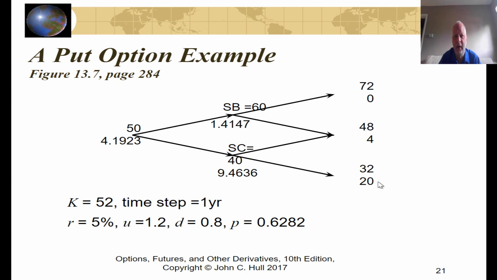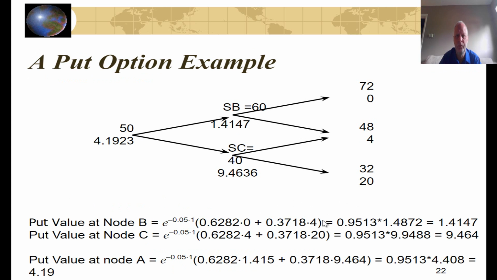The next step is to figure out the value of the put option at nodes B and C here in the middle, when the probability of going up is 0.6282, and the probability of going down is 1 minus this. Our risk-free rate is 5%. This is how we get the value of the put option at node B. Well, it's going to be the present value of the probability of going up times 0 plus the probability of going down times 4. These terms in here give us 1.4872, and our present value using a 1 year step and 5% gives us 0.9513 times the term here of 1.4872, which gives us the value of the put option at node B of 1.4147.